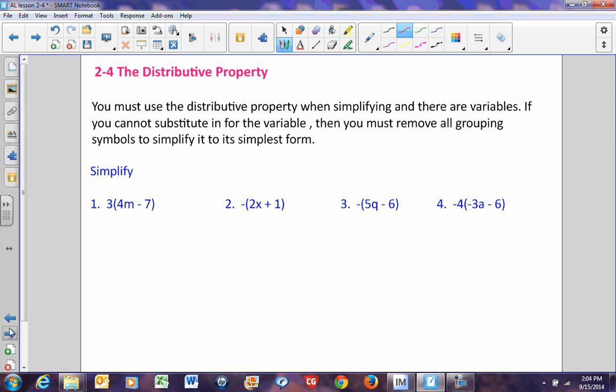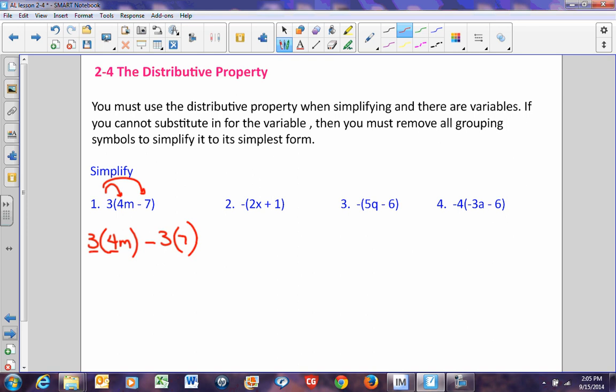We have 3 times 4m minus 7. We're not told what m is. Therefore, to simplify this, we have to distribute this 3 throughout the parentheses. So essentially, we're taking 3 and multiplying it by 4m, and then we're taking 3 and multiplying it by 7.